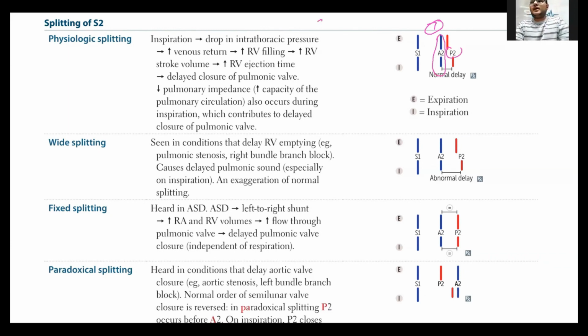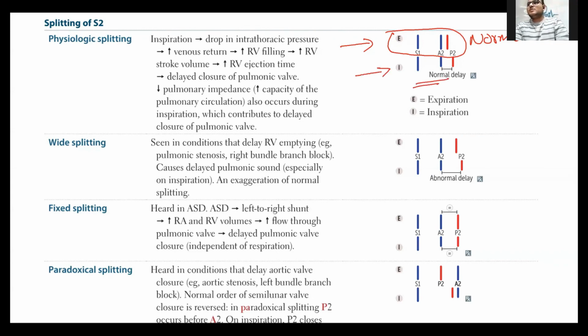So when I say S2, it has two components. Okay, S2: one is A2, A meaning aortic component, and P2, P is the pulmonic component. This is the aortic component, and P is the pulmonic component. Okay, so normally you can see in this picture, during expiration there is no change. This is normal. Okay, because there is a delay only in inspiration.